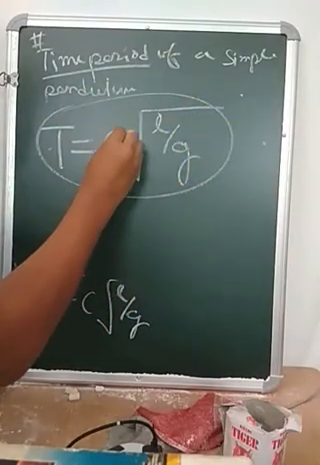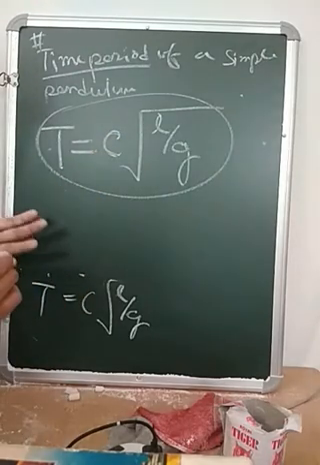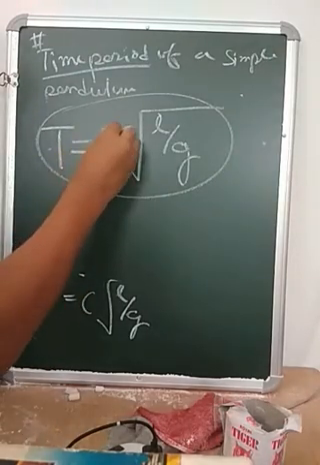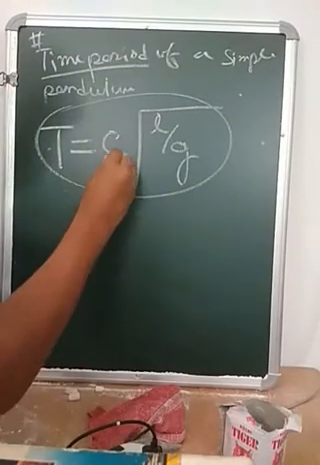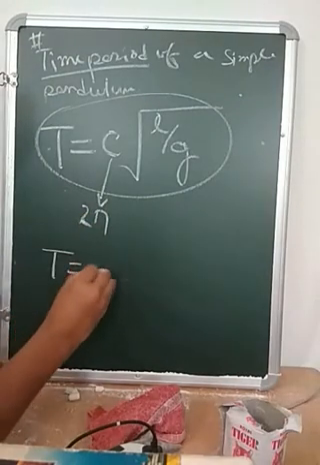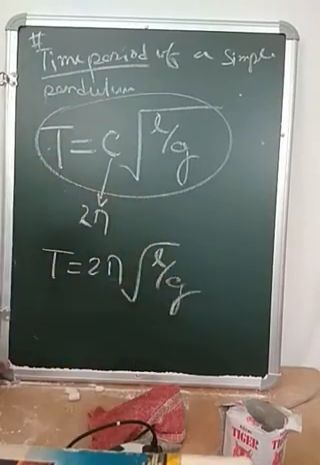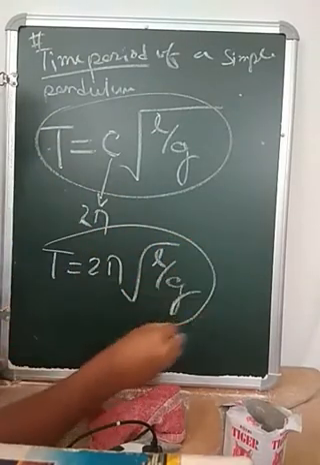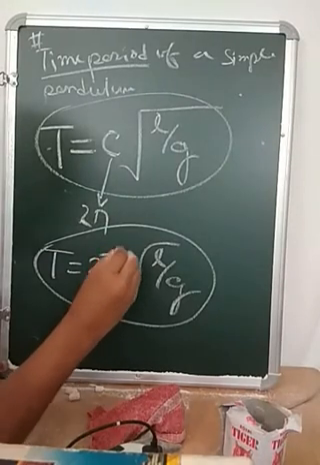We have obtained how to calculate the time period of a simple pendulum. So in the actual case, what is k? k is twice pi. So what is the time period of a simple pendulum? Twice pi root over l by g. This is how we calculate the time period of a simple pendulum.